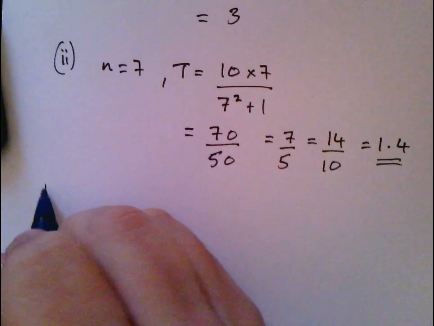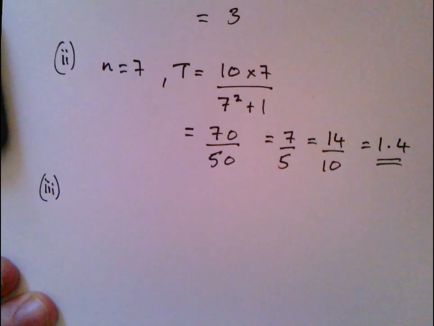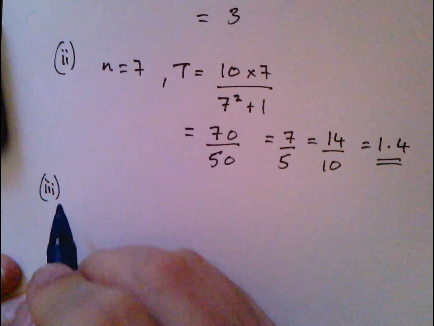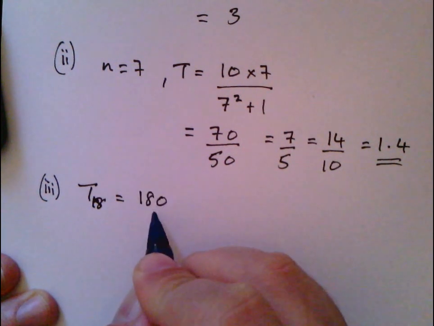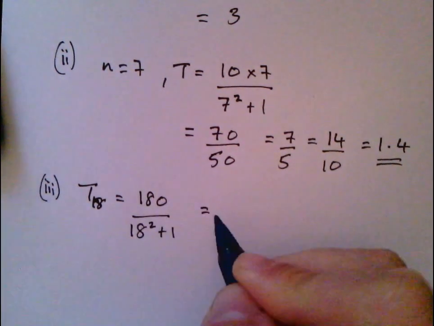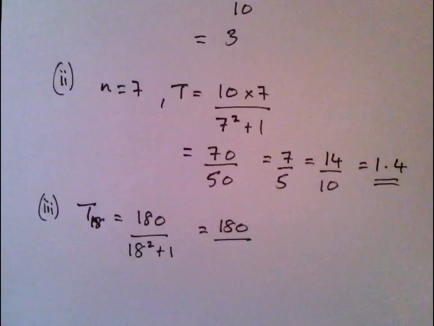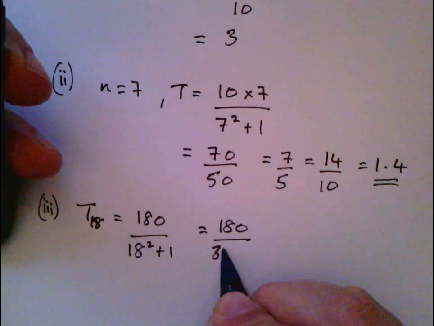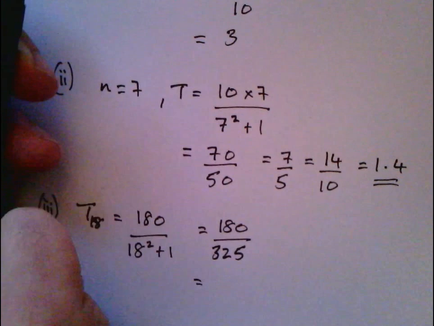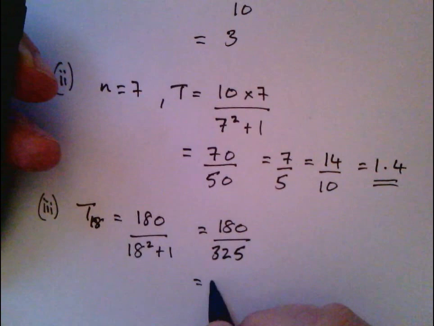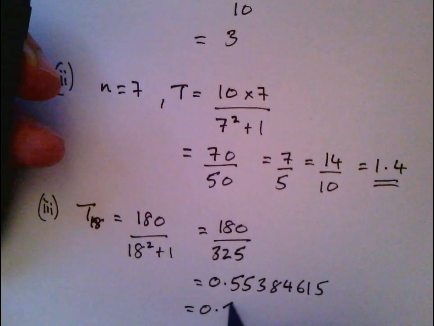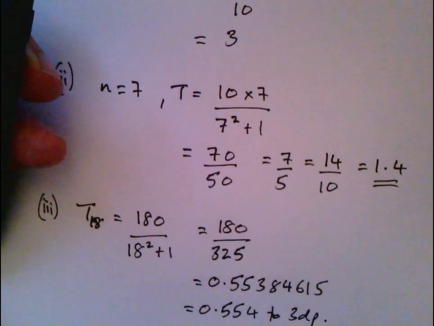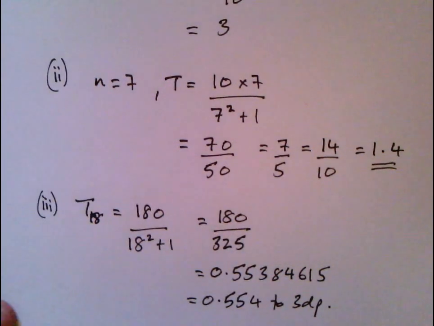Part 3. We have the 18th term. So the 18th term, t to the 18, is 10 times 18 over 18 squared plus 1, which is 180 over, 18 times 18 is 324, plus 1 is 325. 180 divided by 325 is 0.55384694, so 0.554. It doesn't ask for 3 decimal places, but try and keep them happy.